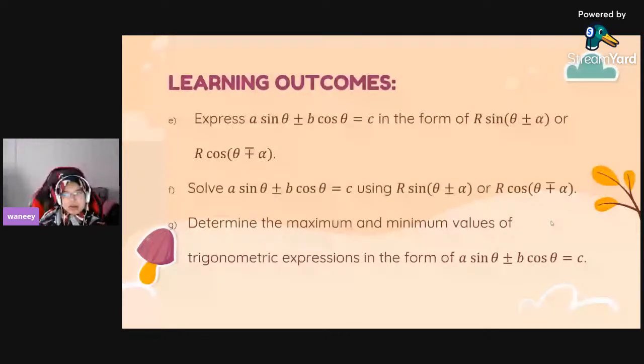So we are going to change it into r cos or r sine first, and then we're going to solve the a sine theta plus minus with b cos theta. And then we are going to determine the maximum and minimum value of trigonometric expression in the form of a sine theta plus minus with b cos theta equal to c. The maximum and the minimum meaning that the amplitude, sebab dia kan macam wave. So we want to know what is the highest and the lowest value.